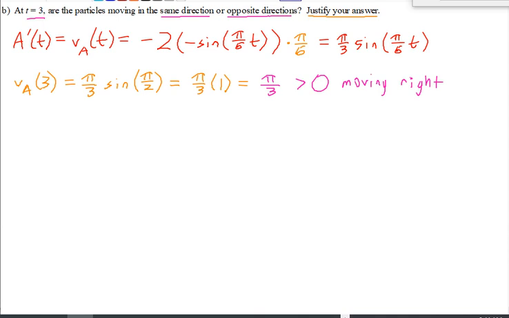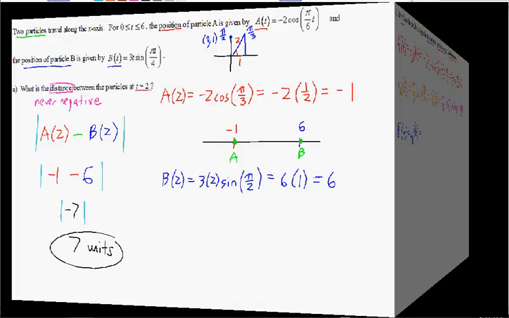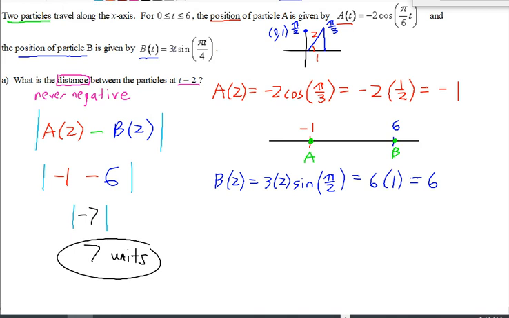Okay. Now for particle B, again, you can call it either b prime of t, or if you want to write it with velocity, v sub b of t. But this one is a little more complicated because out in front it's not a constant, it's 3t. So notice we'll have to use the product rule there. They're multiplied together, both have variables, and instead of pi t over 4, we'll write it kind of like we did here, so we don't have to use the quotient rule. That's the same as pi over 4 times t, like that.